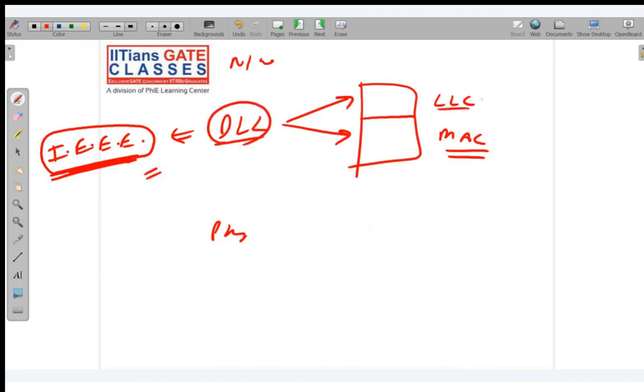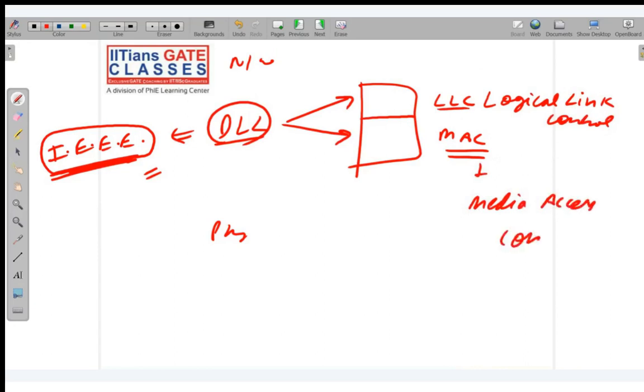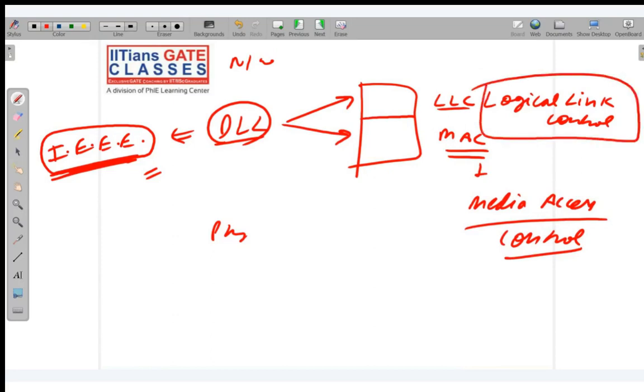LLC is logical link control, and MAC is media access control. LLC is logical link control, MAC is media access control. So for the upper layer, LLC, we have already covered its work. What was its work? Framing.